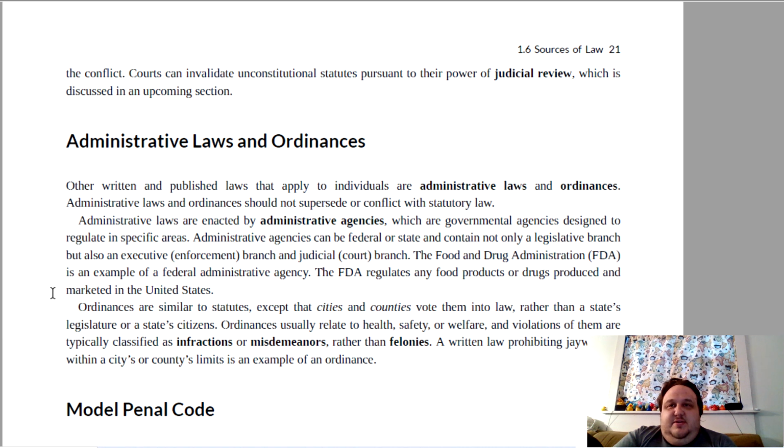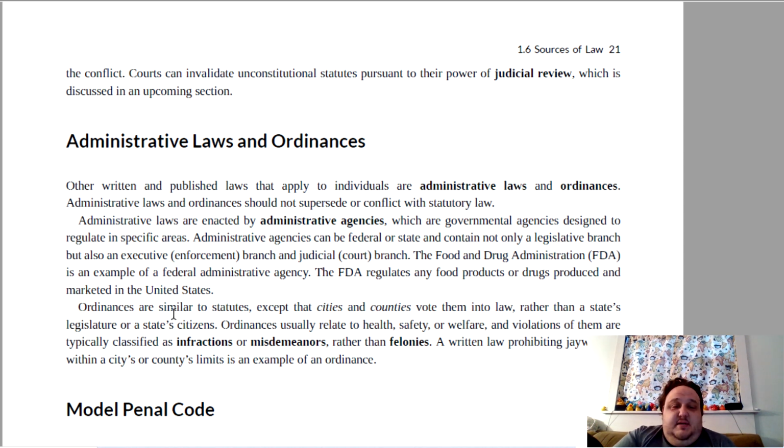This is things also like the EPA, Environmental Protection Agency. They can make administrative laws and ordinances about pollution. They're not constitutional laws, they're not statutory laws, but they're administration laws. The Environmental Protection Agency said you can't do this, so it is a law.